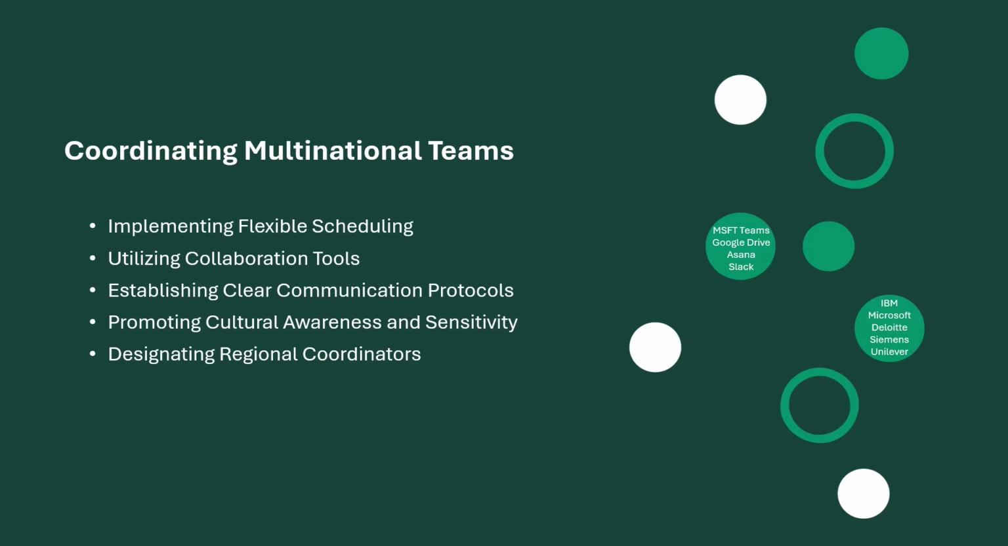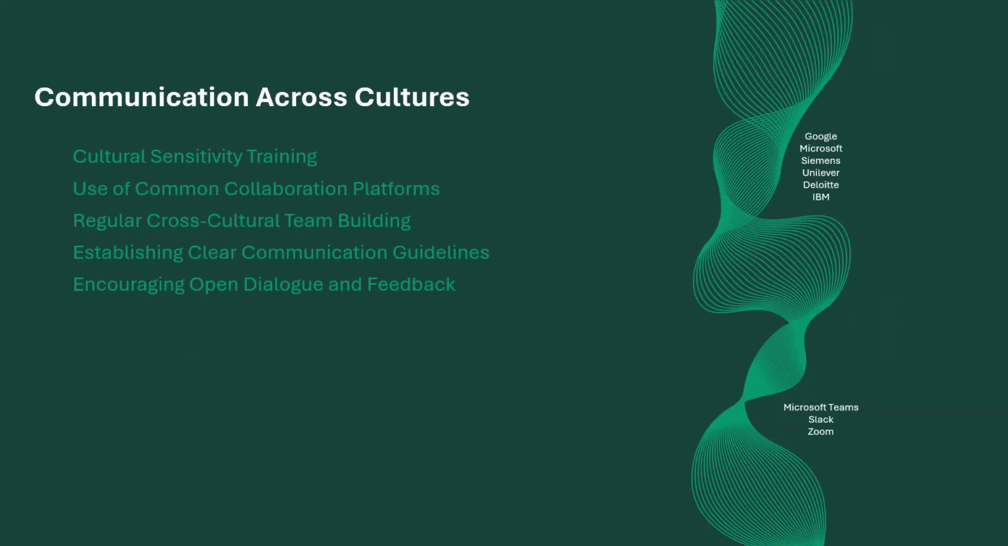And then lastly, we haven't brought this one into the mix before, but perhaps appoint regional coordinators or liaisons to facilitate communication and coordination within specific time zones or regions. These coordinators can bridge gaps and ensure smooth project execution across different locations. At Unilever, as an example, regional project managers oversee operations in different continents, ensuring that local teams stay connected with the global project goals and timelines.